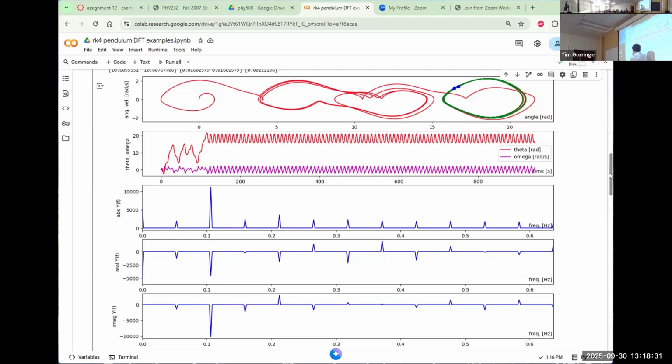This is the effect of the period doubling. We have a peak at the driving frequency, but we also have a frequency in the data that is half the driving frequency. So we can see very clearly in the Fourier analysis, in the frequency domain, the effect of the bifurcation, the period doubling, which shows up very clearly.